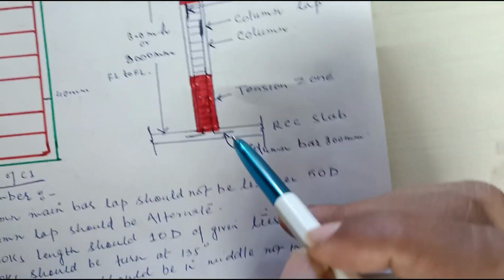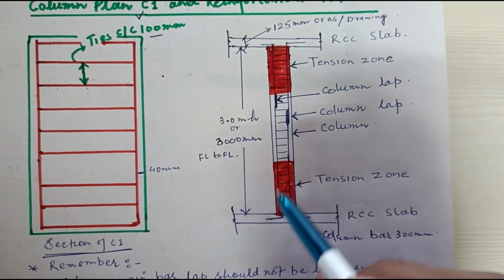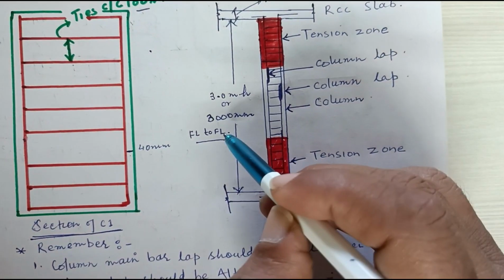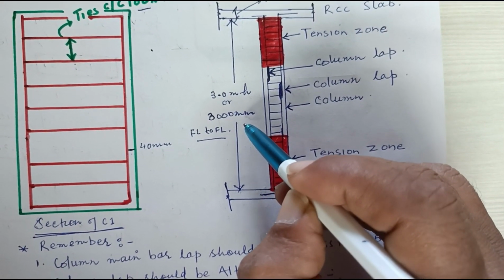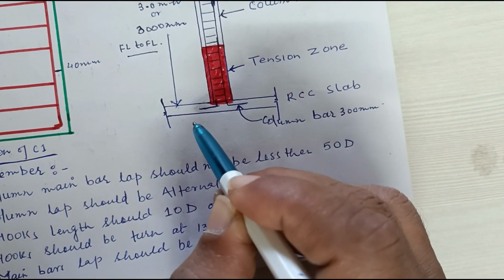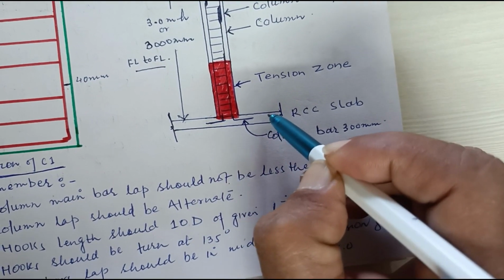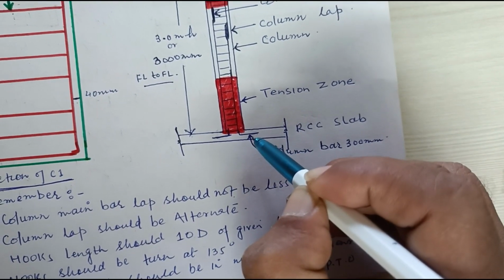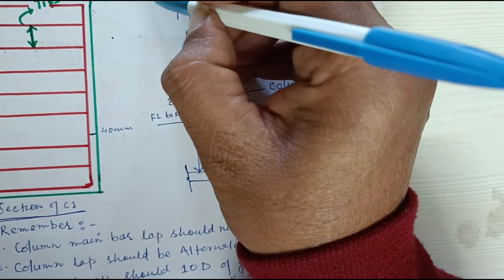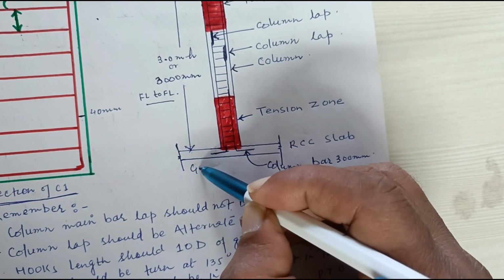Now talking about the lap zone. Let's assume the floor to floor height, as mentioned here, is 3,000 mm or 3 meter. This is one slab. Let's assume we have completed the ground floor, this is the ground floor slab, and now the column is going toward the first floor.